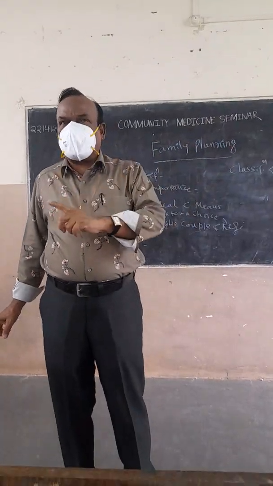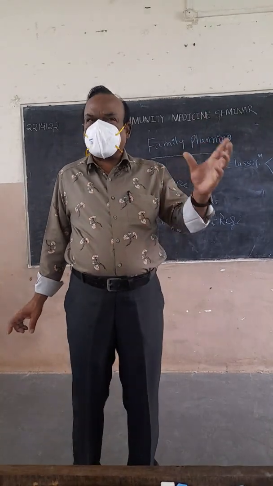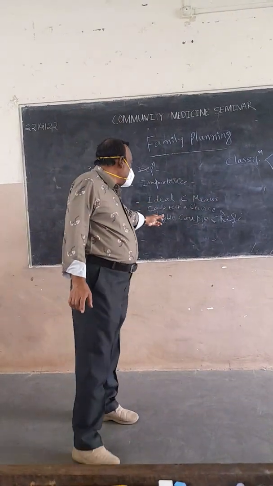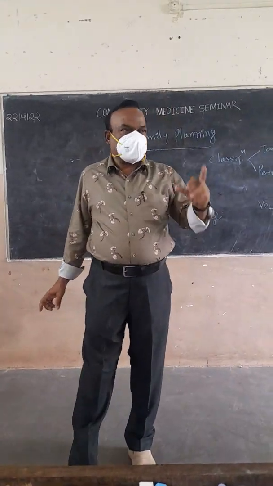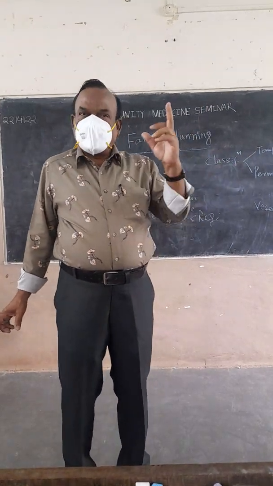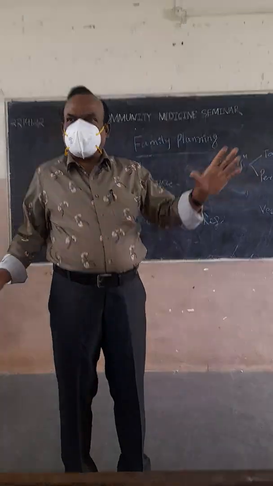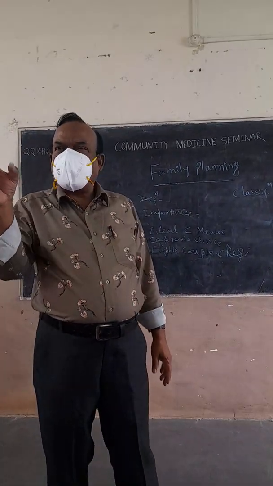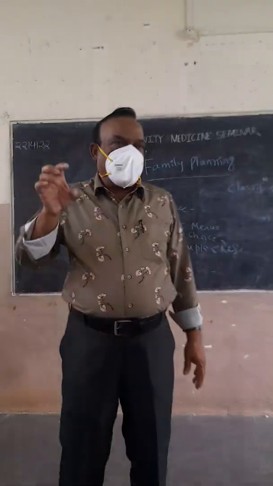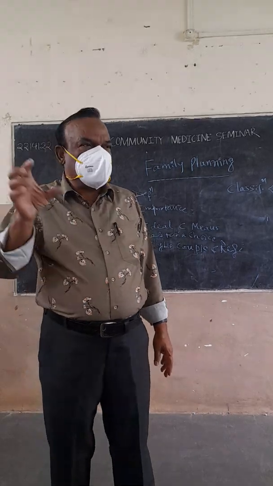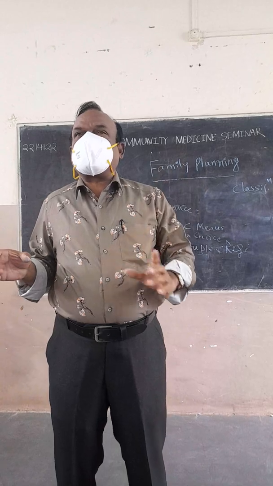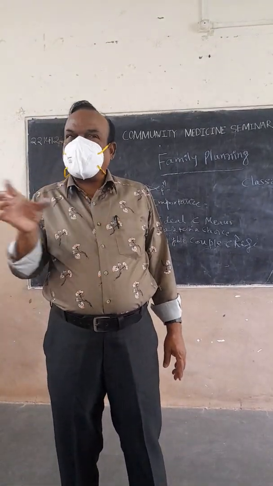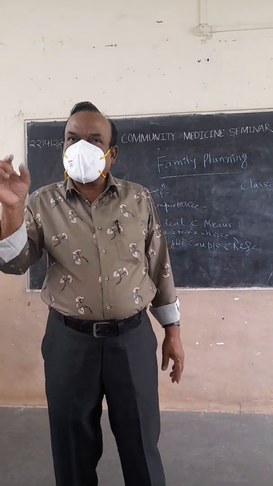For that, a register is maintained at each health center, maybe the primary health center, secondary or tertiary, or even a sub-center. It is called the eligible couple register, in which the names of the couples are written with their age, local address, and whether they are suffering from any disease. Why is it maintained? Just to find out whether the couple is able to produce children or not. If they are unable to, information regarding sterility measures and what investigations can be done is taught to them, so they are properly given guidance regarding sterility.